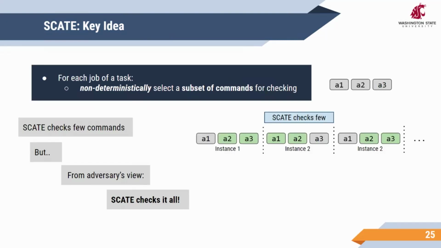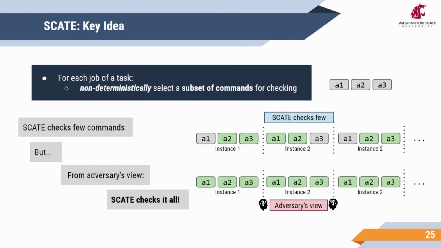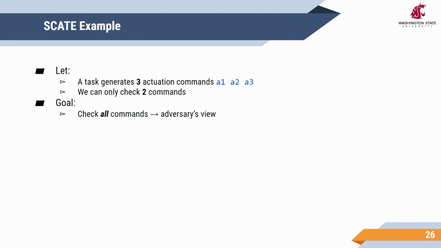How do we do so? For example, for one invocation of a job, we check, say, commands 2 and 3, and then in the next invocation, say, 1 and 2, and so on and so forth. But we do it in a way that from the adversary's point of view, it seems we check all 3 commands in each invocation of the task. And how do we do so? For instance, say we have 3 commands, and for each invocation of the job, instead of checking 3 commands, we check 2. But from the attacker's point of view, we want it to look like we check all 3. So how do we do so?